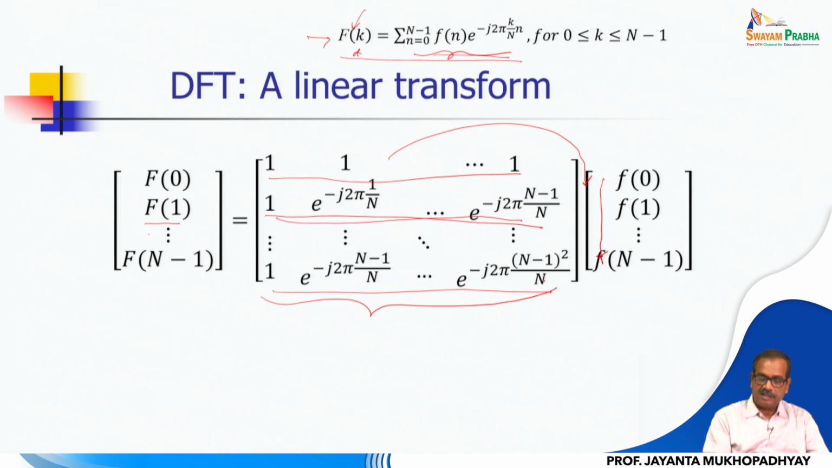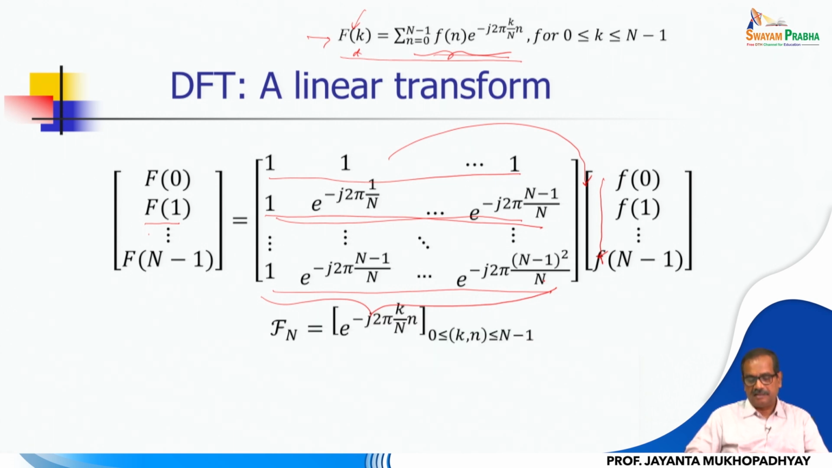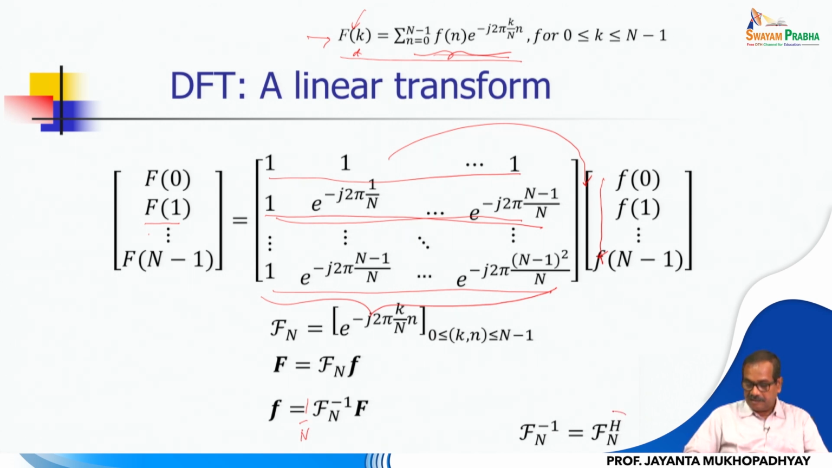But since this set of vectors is also orthonormal, I mean orthogonal, because 1 by root n was there, we can write it in this form, Fn, and then we can write Fn inverse. Actually, this 1 by n is missing here. It should have been 1 by n. So the advantage here is that Fn inverse is simply the Hermitian transpose of F.